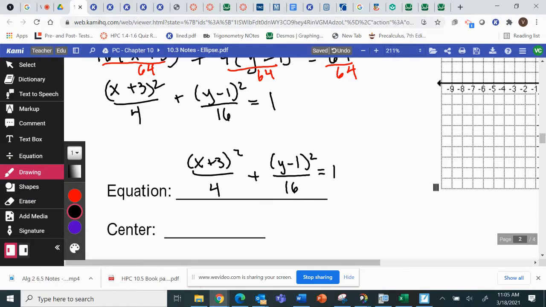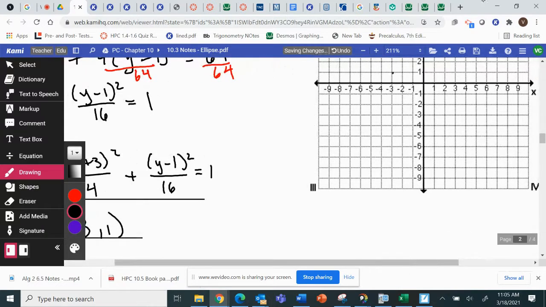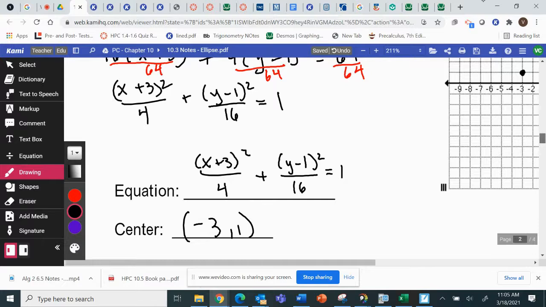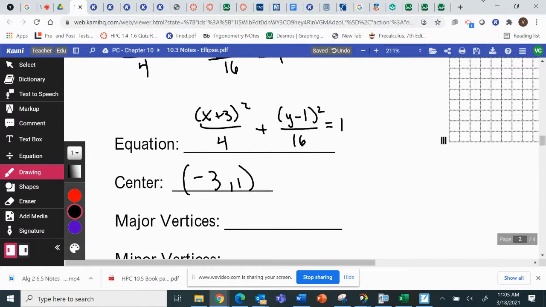Okay, so Connor, where is our center? Good. I'm going to go graph that. -3, 1. Got my center. So now looking at the bottom values being the a squared and b squared, it doesn't really matter which one's a or b. 4 is 2 squared. 16 is 4 squared. So one of these is going to be 4. One of these is going to be 2.